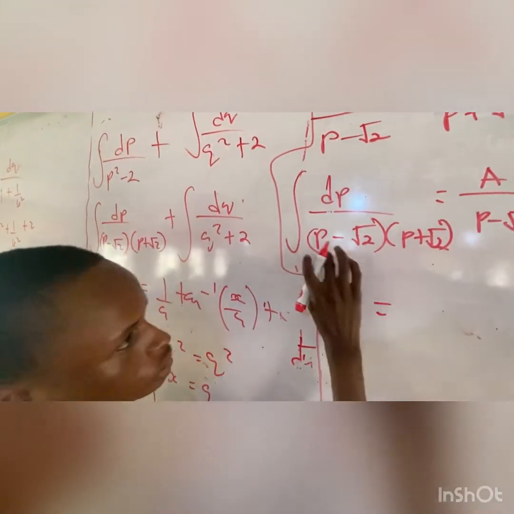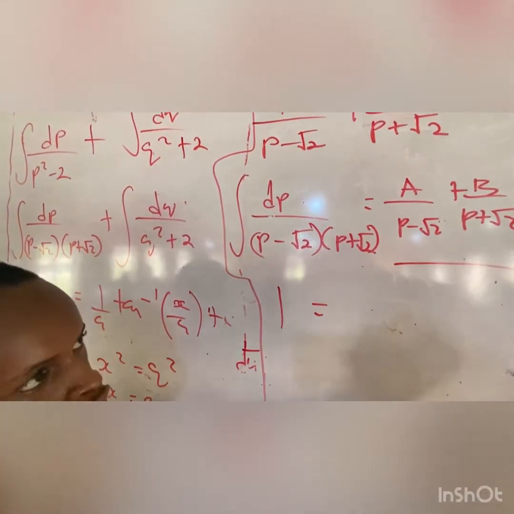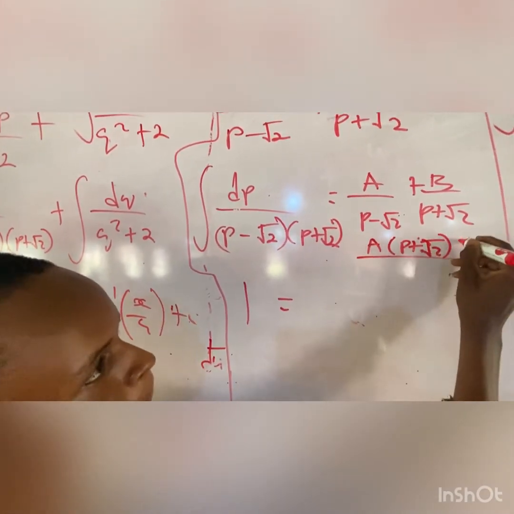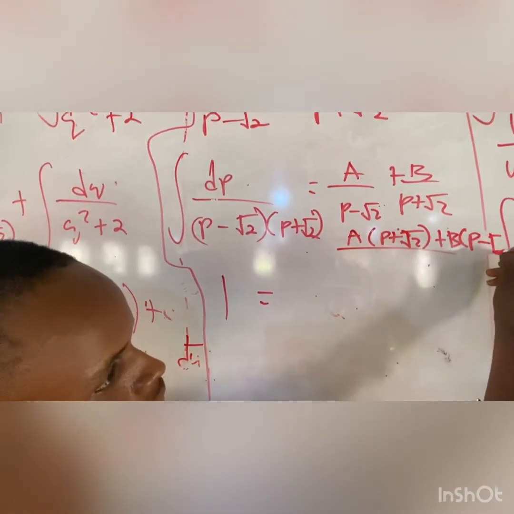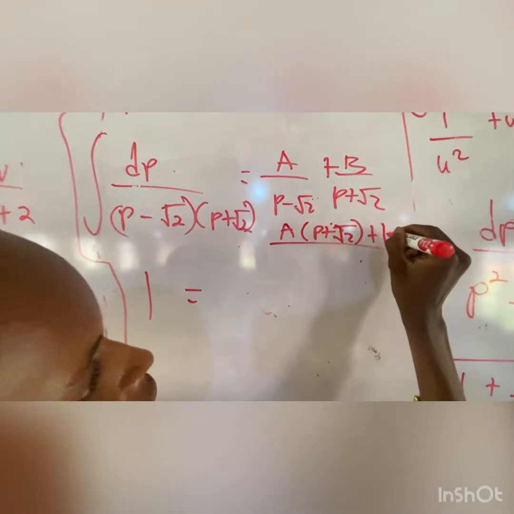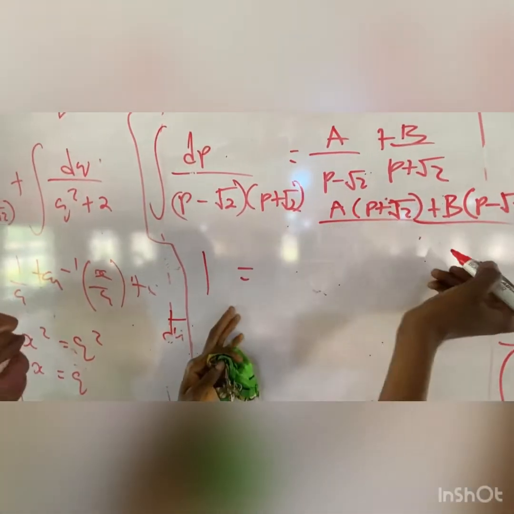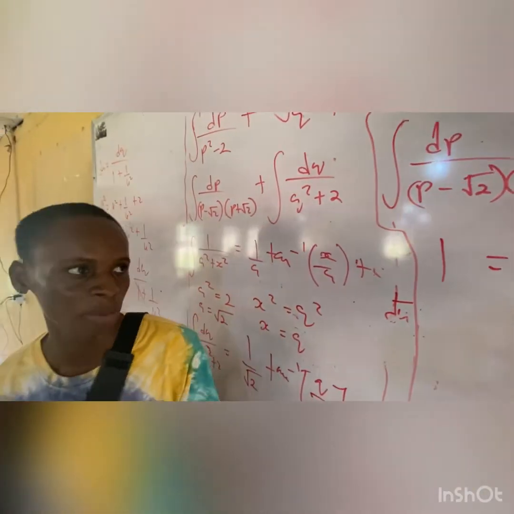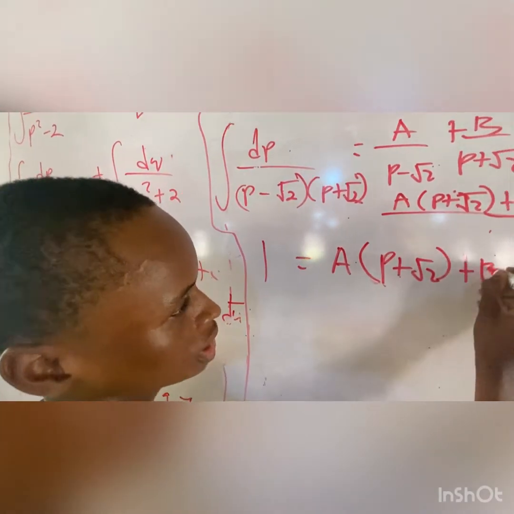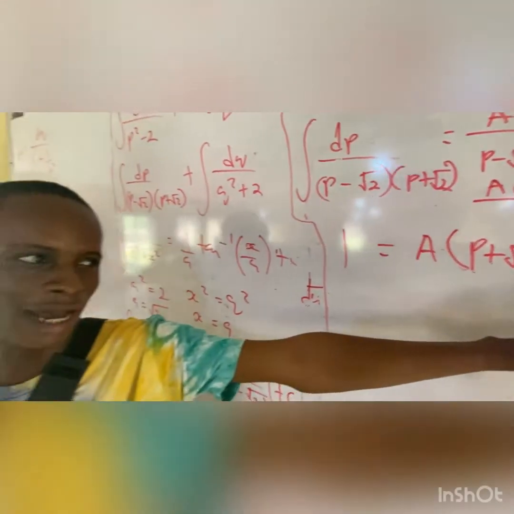So we have 1 is equal to, when we take the LCM of this, the LCM is still this and this. So this will be a open bracket p plus root 2, plus b open bracket p minus root 2. You understand? So our denominator remains the same. So we just equate the numerator part. So this is 1 equals a open bracket p plus root 2 plus b open bracket p minus root 2. So for partial fractions we have to make one term equal to 0.